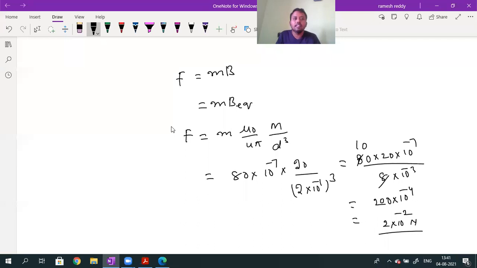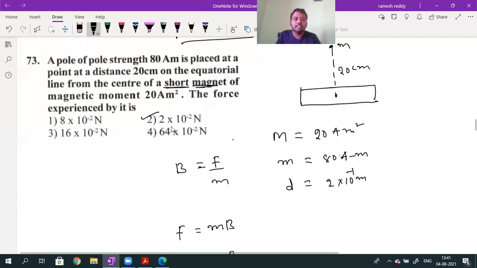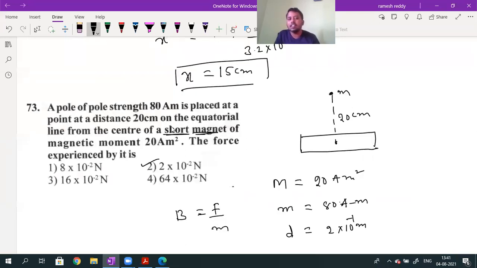Understood? So this is question number 73, and that's it for concept 3. The third concept is completed. Tomorrow we'll start one more new concept. Now I'm stopping the recording. Still, if any doubts are there, you can ask.